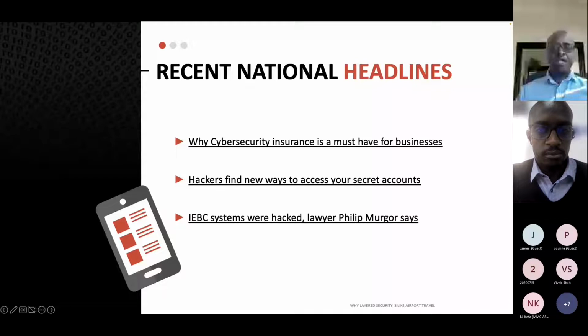The first one was why cybersecurity insurance is a must-have for businesses. That was a Business Daily publication on the 5th of September 2022. Then there's Hackers Find New Ways to Access Your Secret Accounts. That again was 11th August 2022 by Business Daily. And then, of course, we all know about the IEBC systems being hacked, or so Philip Murgor said in the last general election. So this just goes to show you that this is not necessarily a foreign concept.